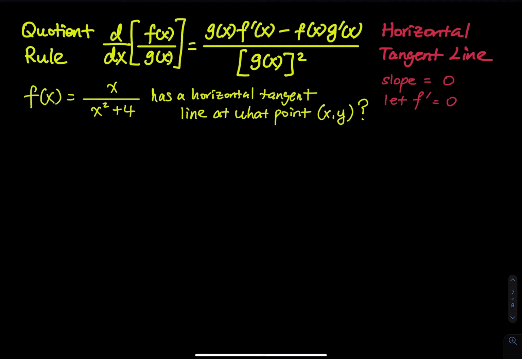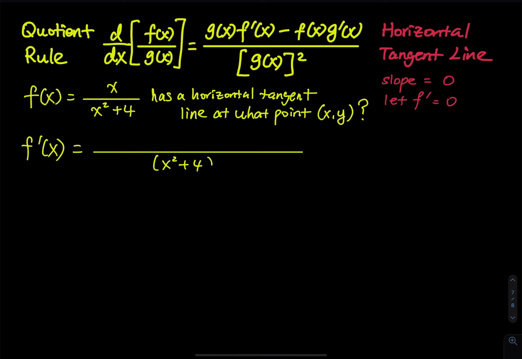Since we need the slope, that means we have to take the derivative of the function using the quotient rule. F prime of x equals, so the quotient rule, I gave you the quotient rule, is g f prime minus f g prime divided by g squared. As always, we square the denominator first, and then g, so that is x squared plus 4, and then we take the derivative of the top, minus the top times the derivative of the bottom.